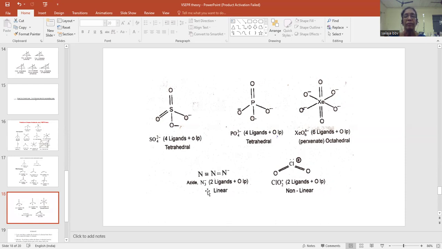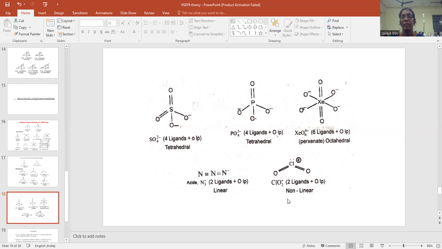Now coming to N3 minus. Here the central atom is nitrogen, belongs to fifth group. One of the nitrogens having a triple bond is sharing 3 electrons. Another having a double bond is sharing 2 electrons. So total electrons shared by surrounding atoms are 5. So group number is 5. So number of lone pairs is equal to 5 minus 5 by 2, that is equal to 0. Here number of lone pairs is equal to 0.